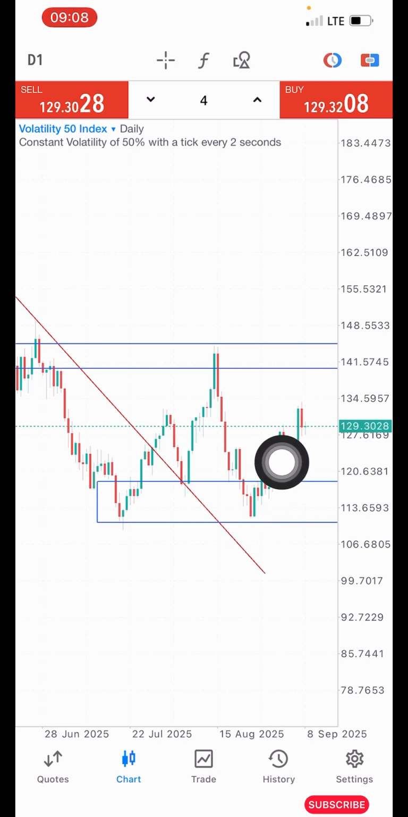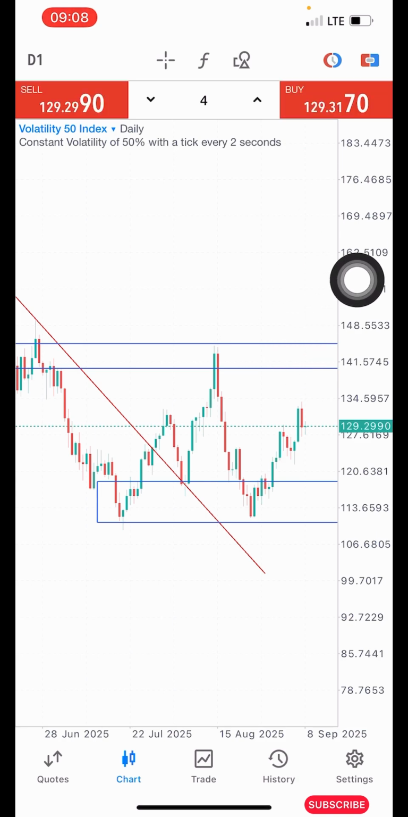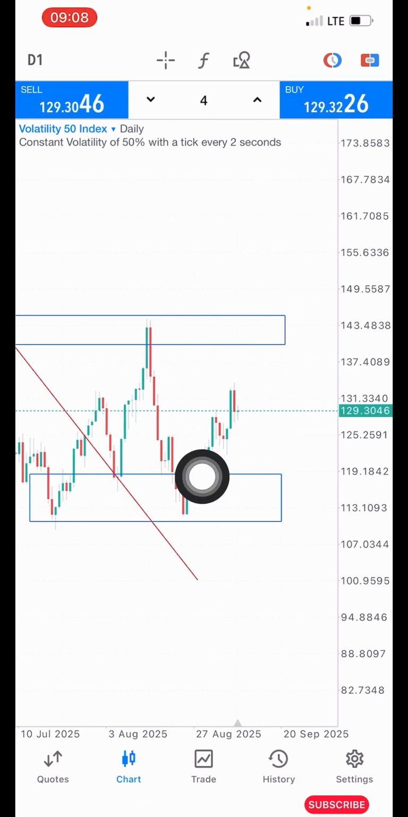So I'm expecting price to go up to this area, and maybe break above it, then the upward movement will be confirmed. Then I'll start looking for buys towards the upward direction. That's what I'm seeing on the daily.